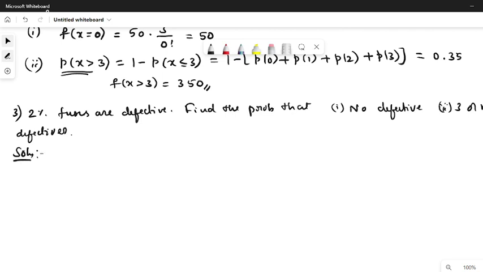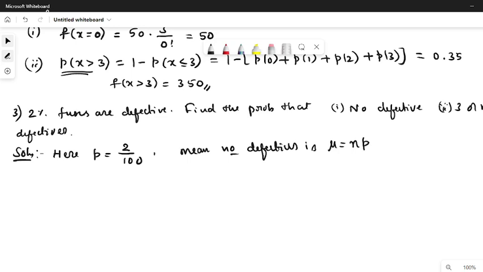Solution. So here P is 2 by 100, and it is stated that 2% of the fuses manufactured by a firm are found to be defective. Then each box is containing 200 fuses. So the mean number of defectives is mu equal to total number of pieces into the possibility of each piece being defective is P. So N into P, it is actually 200 into 2 by 100. So it is 4. So we get mu equal to m equal to 4.